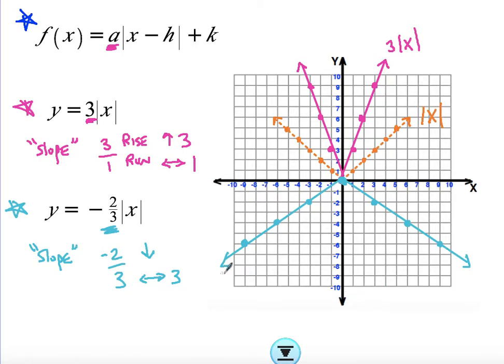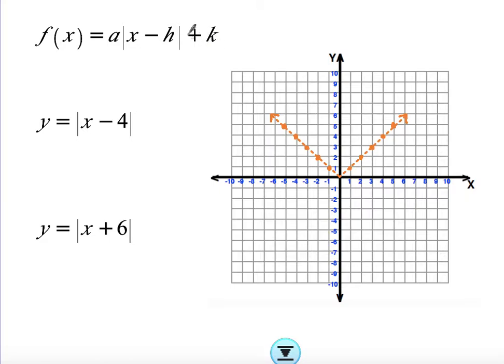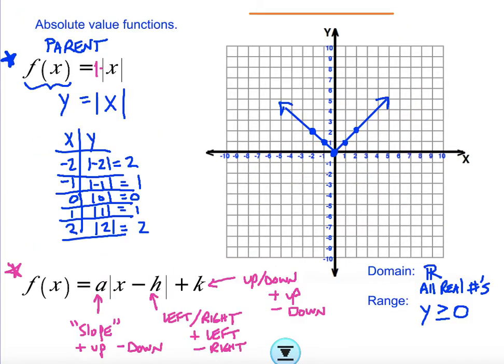Okay, so that's all we did was practice changing this A value. That's all we did in these examples. Now we're going to practice changing the H value. So this is when we've got something inside the absolute value. If we go back to our first page, that H value inside the absolute value, that's in charge of shifting left or right.